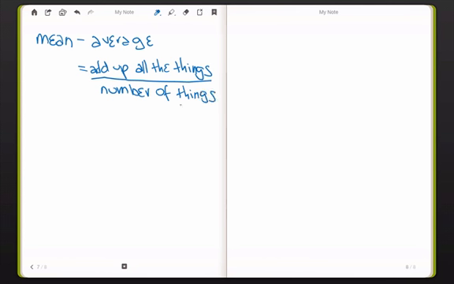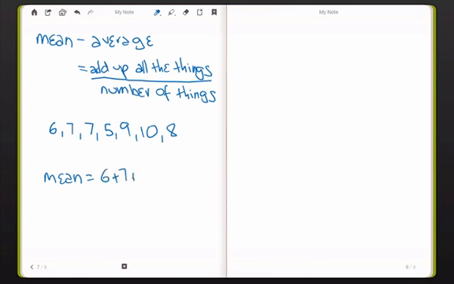So let's say, for example, people did a spelling test out of 10. Let's say these were the results that they got. Okay, let's say those are the results from a spelling test. Okay, 1, 2, 3, 4, 5, 6, 7. There are 7 different people that took it. So what we do to find the mean, which is the average score, we add them all up.